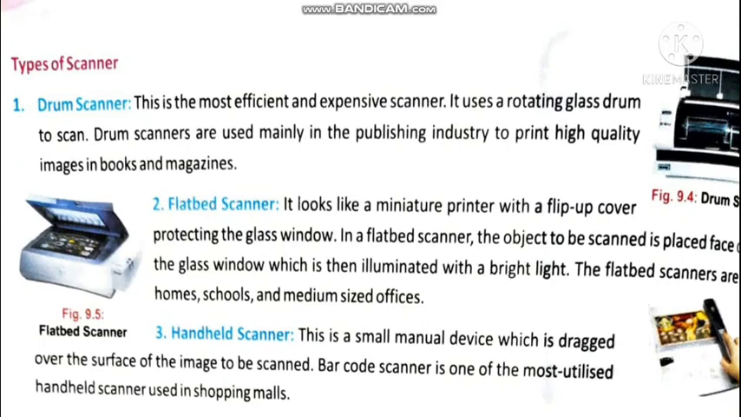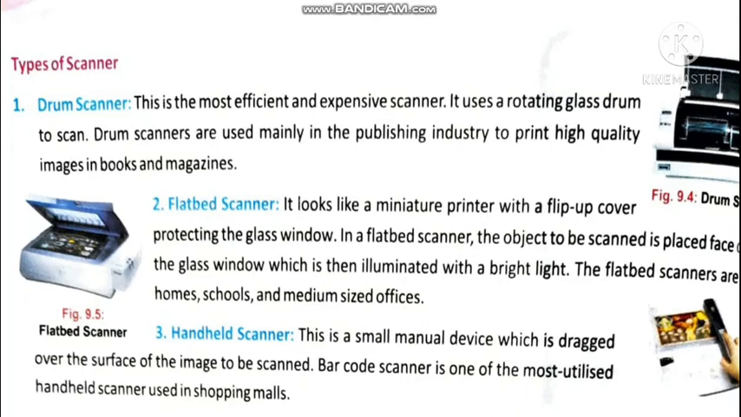In a drum scanner, what happens? A drum roller like device will be there in the scanner where the paper is placed, and then the drum rolls for scanning or reading the contents on the page, and by rolling it on the paper the data is scanned. This is the most efficient and expensive scanner. It uses a rotating glass drum to scan. Drum scanners are used mainly in the publishing industry to print high quality images in books and magazines.